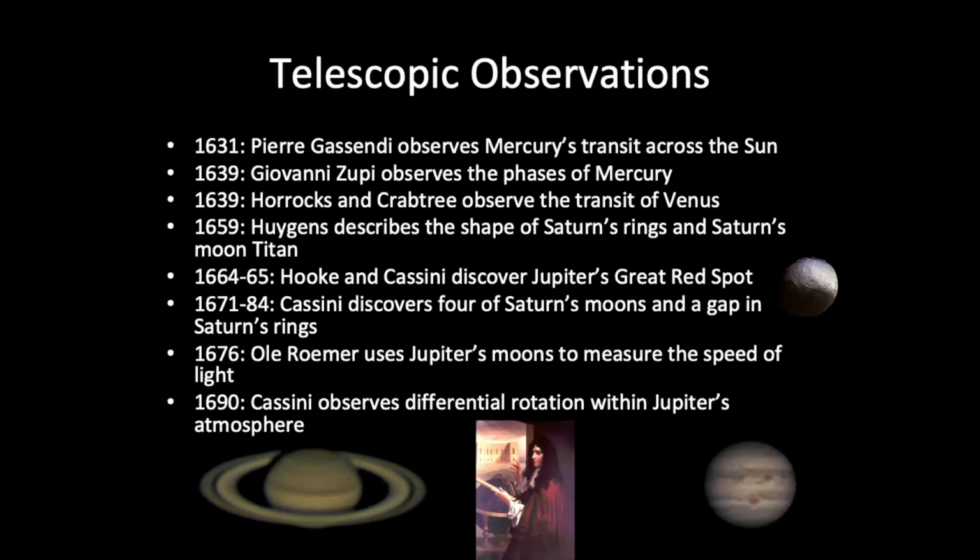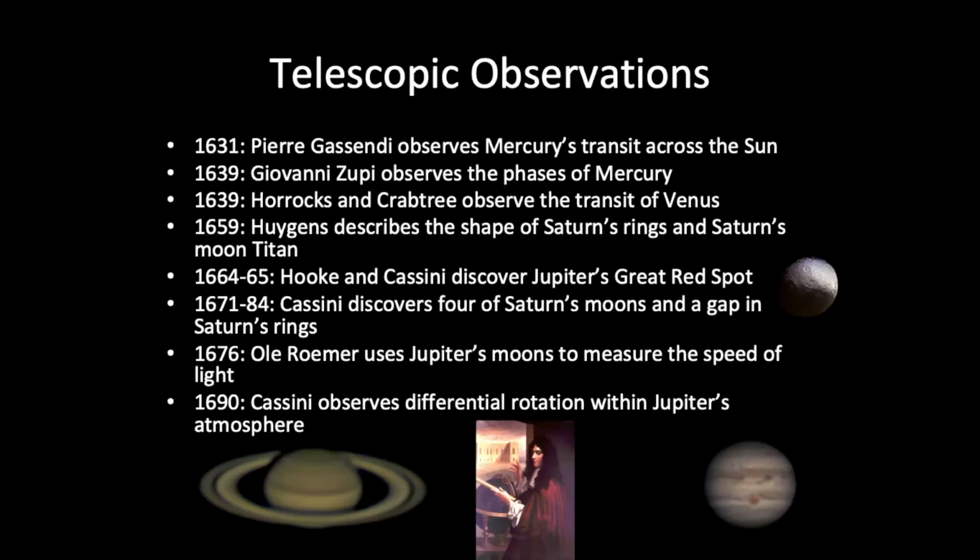In 1684, he discovered 2 more of Saturn's moons, Tethys and Dione. And in 1690, he was the first one to observe differential rotation within Jupiter's atmosphere. That means parts of Jupiter's atmosphere spin faster than other parts.